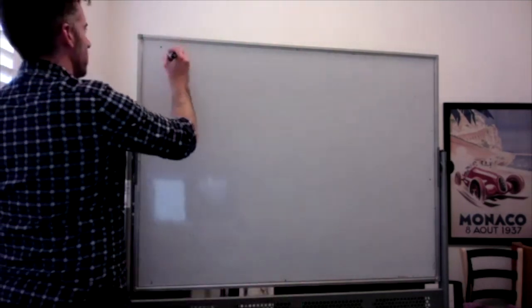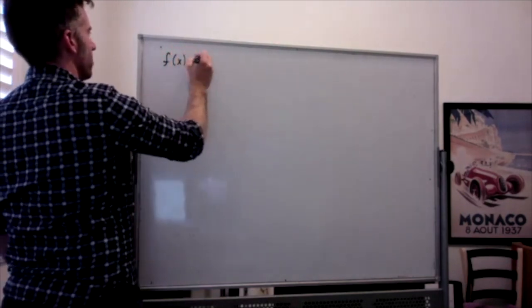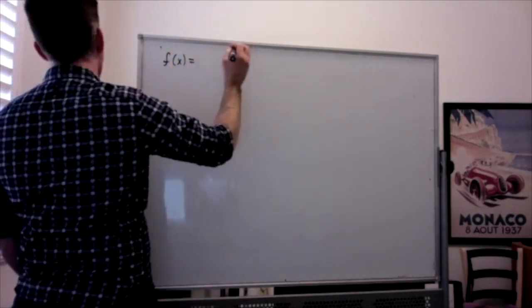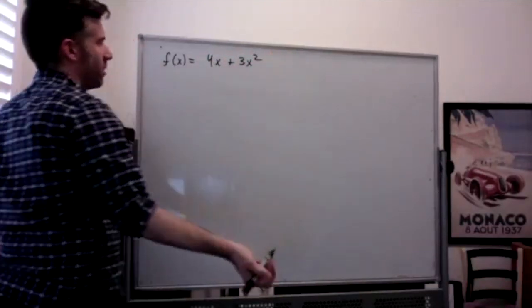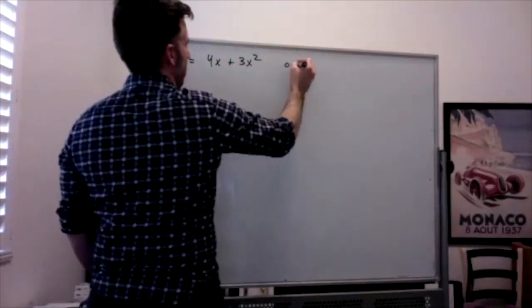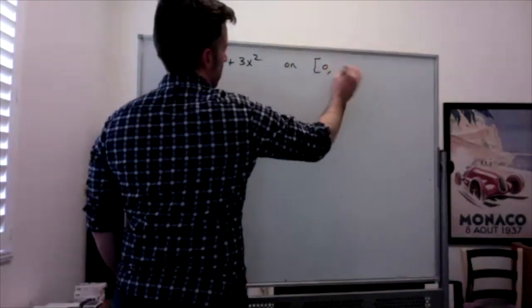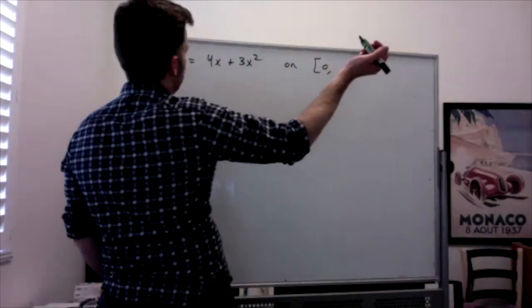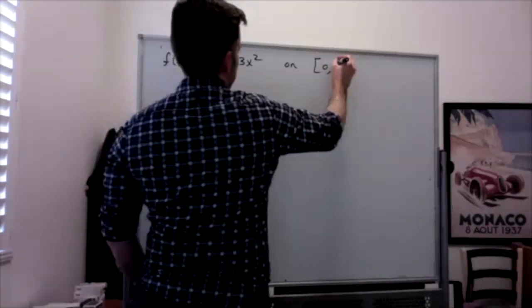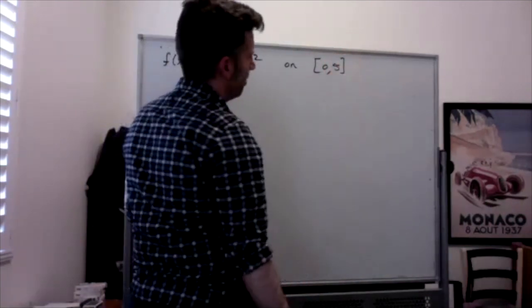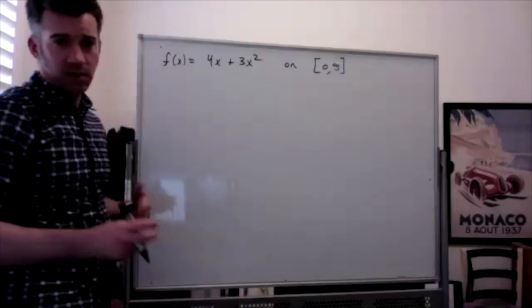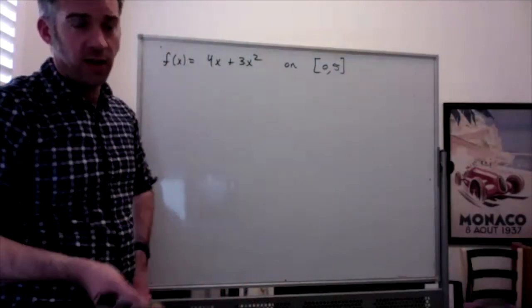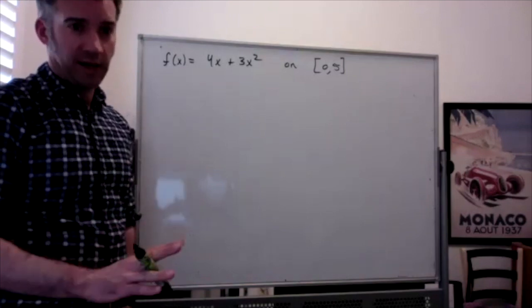So consider the function f of x equal to, I'll pick something. Let's do 4x plus 3x squared on the interval from 0 to, let's not get too crazy, 0 to 5. Okay. And we want to do all the same stuff to approximate the area. So I'm going to try and do it a little bit faster.